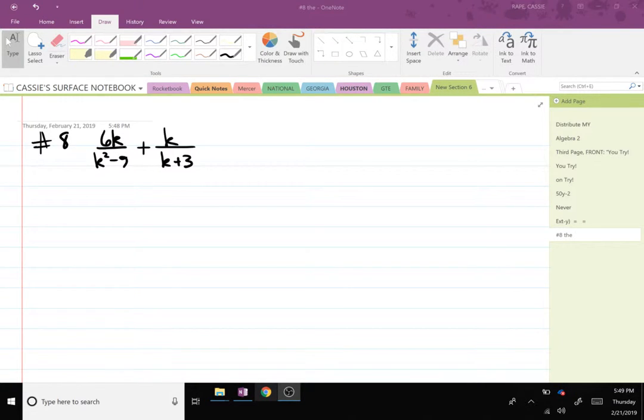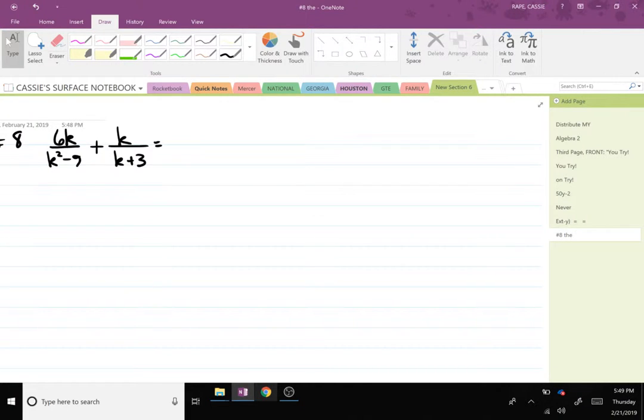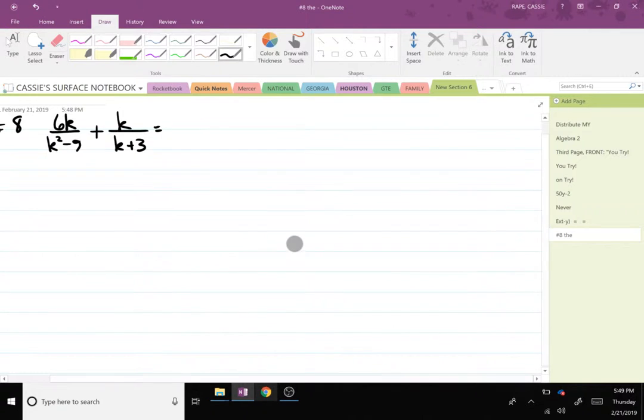This is number 8 on the back of page 3 in your packet. You've got 6k over k squared minus 9 plus k over k plus 3. The strategy is still the same. Factor, you're going to just rewrite. It's a true statement from one statement to the next. All you're doing is rewriting something that's true, but you start by factoring the denominator only.